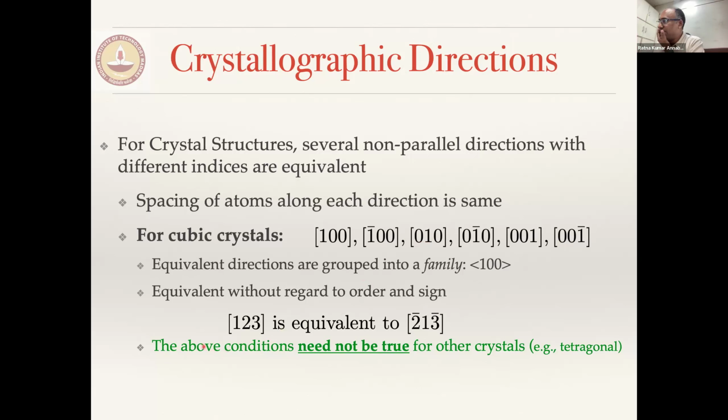What do I mean by that? If I say direction 1, 2, 3 in a cubic crystal, it is equivalent to 2 bar 1, 3 or 2, 3, 1, 2, 1, 3 and so on. That is true for cubic crystal. Which means when you move along this direction or this direction, you will move by the same amount to reach the next crystallographic point, and the environment around you, the force fields around you, when you are moving along that path will be identical. That is why they are called equivalent directions. Okay?